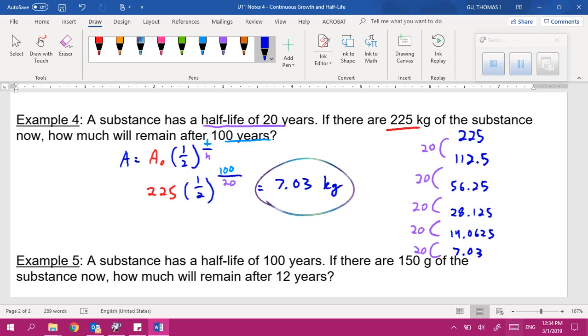So you see, that's what half-life actually is. You're cutting the amount in half every half-life. And then you can use the formula, though, to instantly find the answer. So that's the concept of half-life.